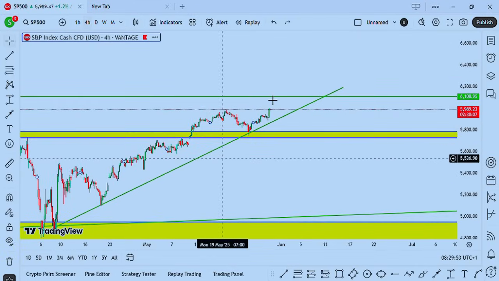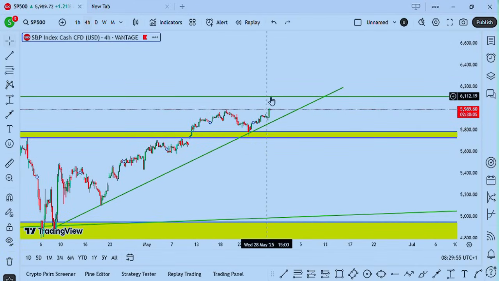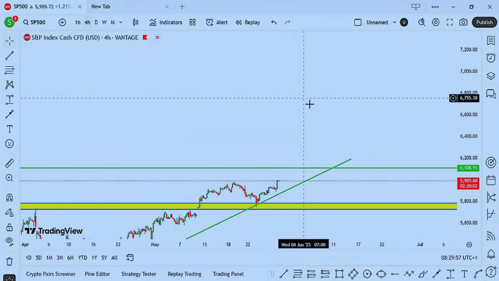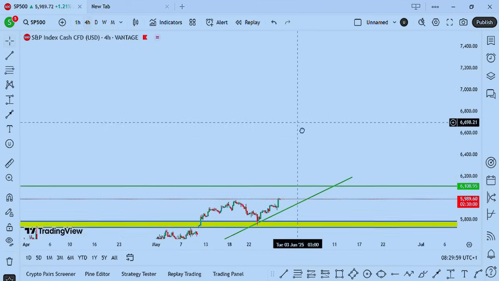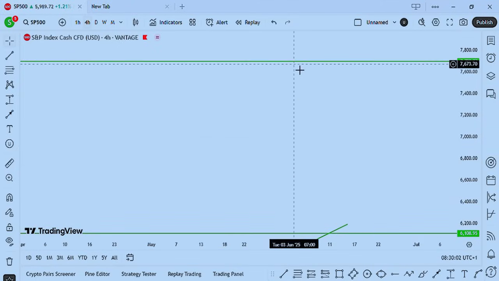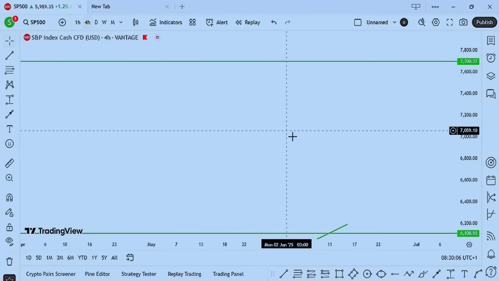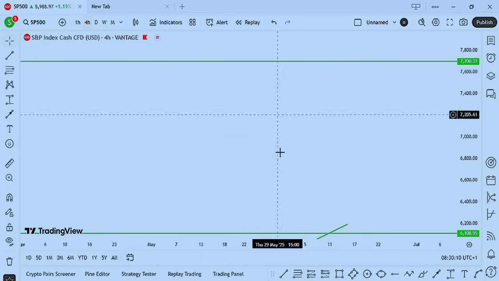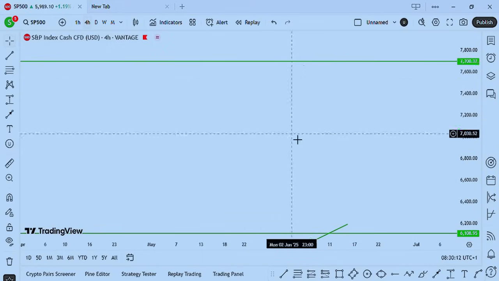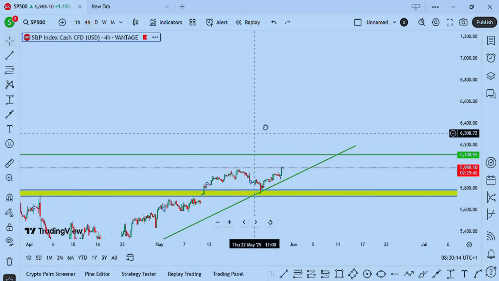The next level target for SP500 is $6,100, and the overall target is at 7,700. Before this year ends or in 2027, we are going to see this 7,000-plus all-time high. All right, so that is it for SP500.